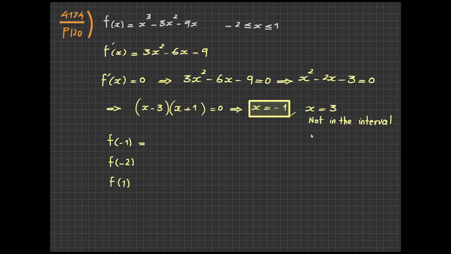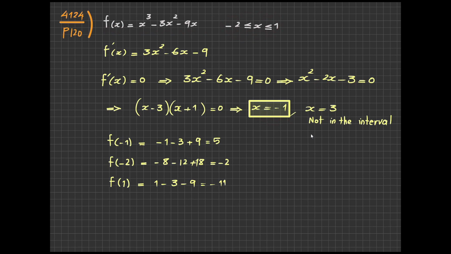F of minus 1 becomes minus 1 minus 3 plus 9, which is 5. And then f of minus 2 is minus 8 minus 12 plus 18, which is how much? Minus 2. And then f of 1 is 1 minus 3 minus 9, which is minus 11. Am I right?